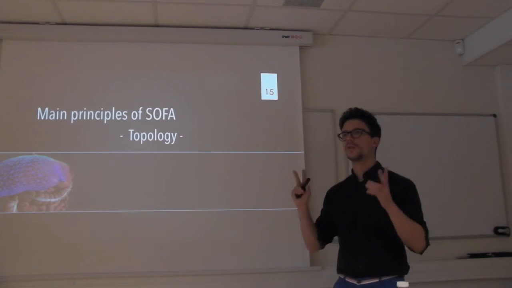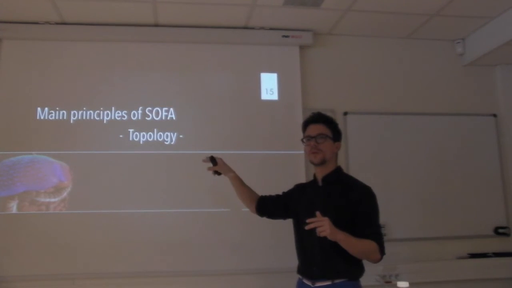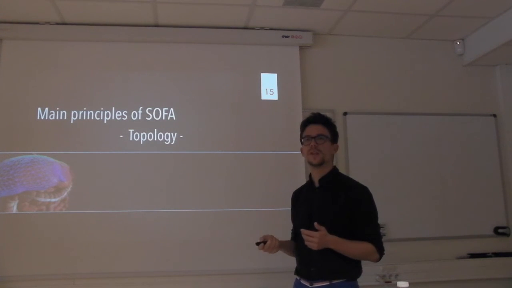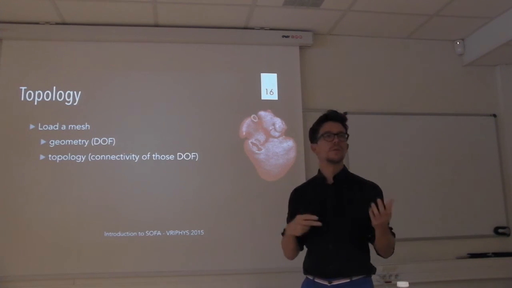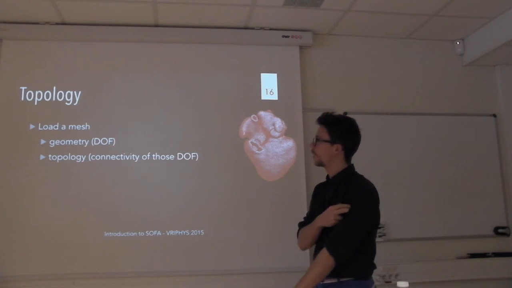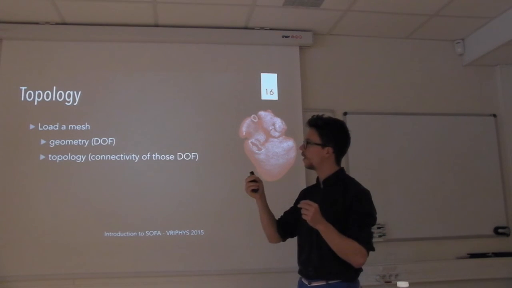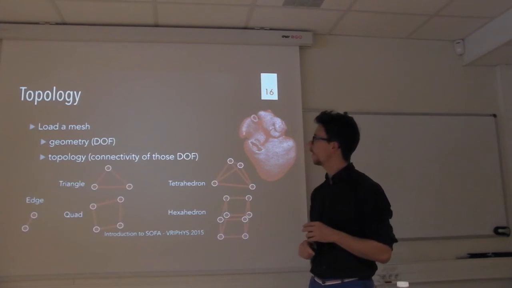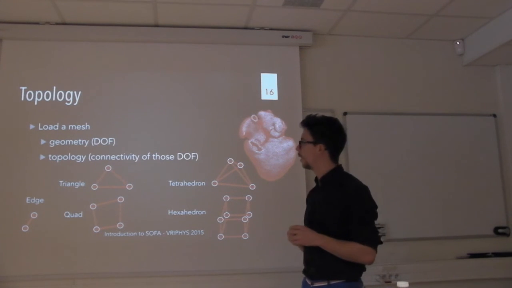I already talked about different kinds of topologies. I talked about how the visual model of the torus was made of triangles, and the FEM was using hexahedra, so that's what we call topologies. And you have different kinds of topologies in SOFA. So when we say loading a topology, that's first loading a geometry. So we have degrees of freedom that we are loading, and the topology is actually how these degrees of freedom connect to each other. So you have, of course, edges, triangles, quads, tetra, and hexa, which are available in SOFA.